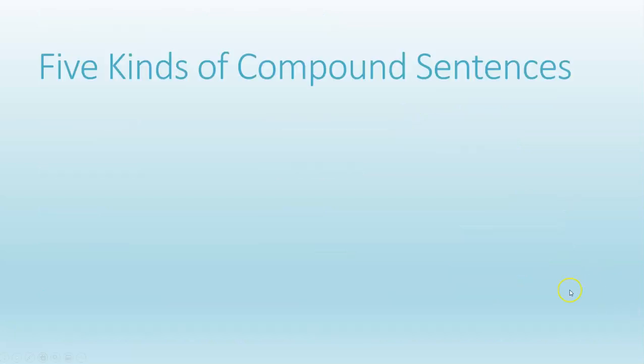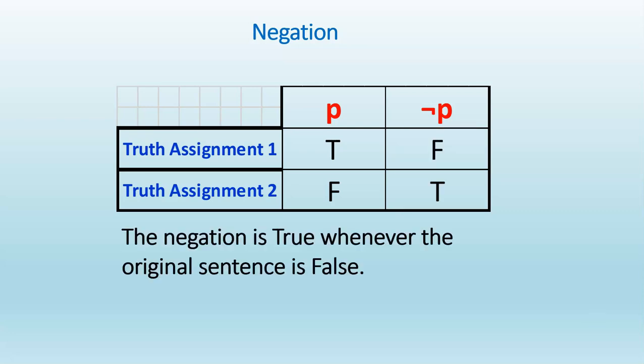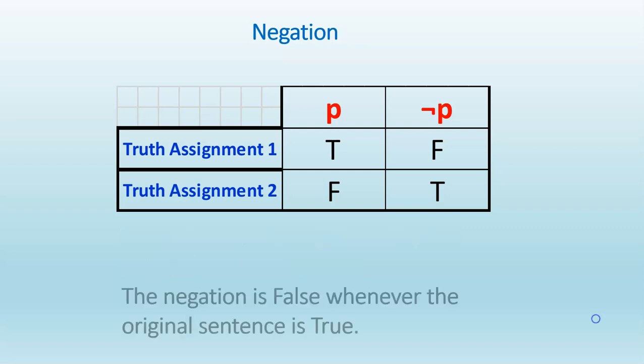There are 5 kinds of compound sentences in the structure that we'll be using. The first is negation. And so what does negation look like? Well, if we have a proposition constant P, it can be either true or false. If you remember, we said it's any statement that can be true or false. The negation of that is just literally making it the opposite. So if it was true, it became false, and if it was false, it became true. So the negation is true whenever the original sentence is false. That's simple. And it's false whenever the original sentence is true.